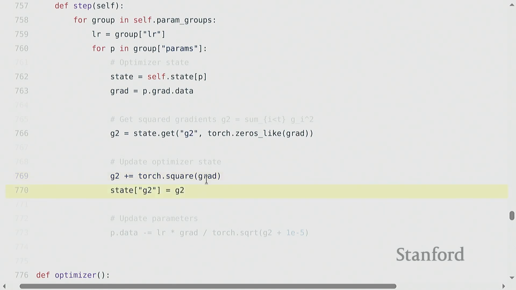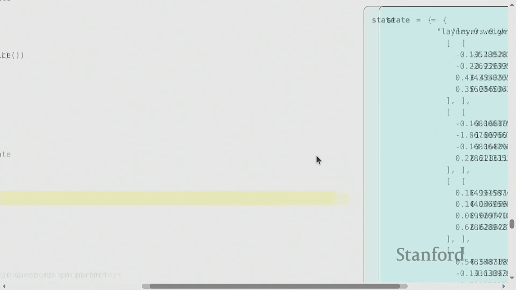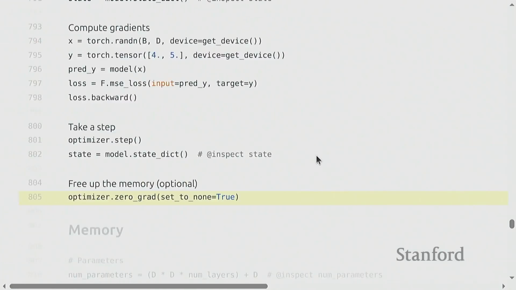Okay, so then your optimizer is responsible for updating the parameters, and this is just the learning rate times the gradient divided by this scaling. Now this state is kept across multiple invocations of the optimizer. And then at the end of your optimizer step, you can free up the memory, which I think is going to be more important when we talk about model parallelism.